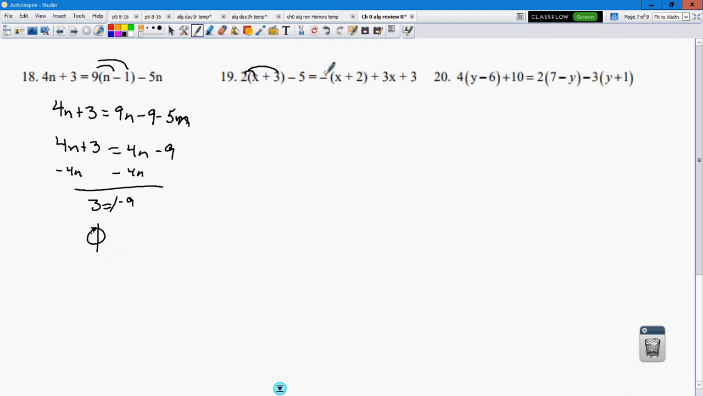Distribute. Distribute. 2 times x, 2x. 2 times 3, plus 6.